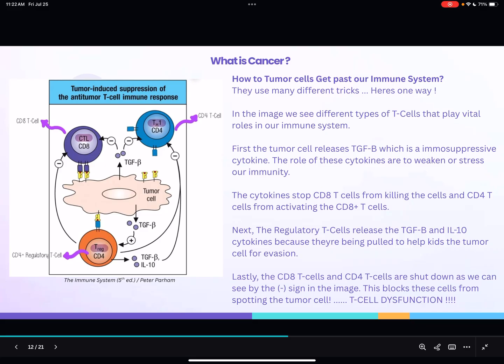Lastly, as we can see, the CD8 T cells and the CD4 T cells are shut down. This is represented by the negative signs in the image. That means they're blocked pathways and can no longer enter that cell, and basically cuts them off. So it blocks these cells from spotting the tumor, which in turn is T cell dysfunction.